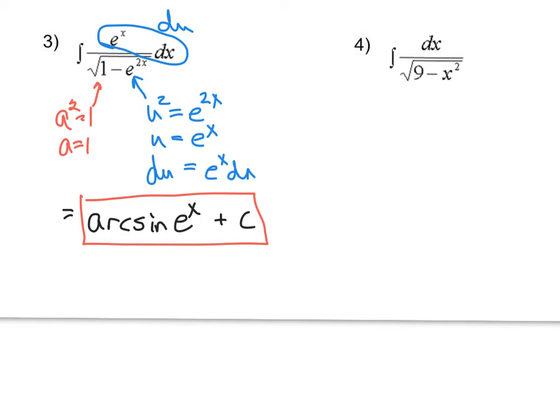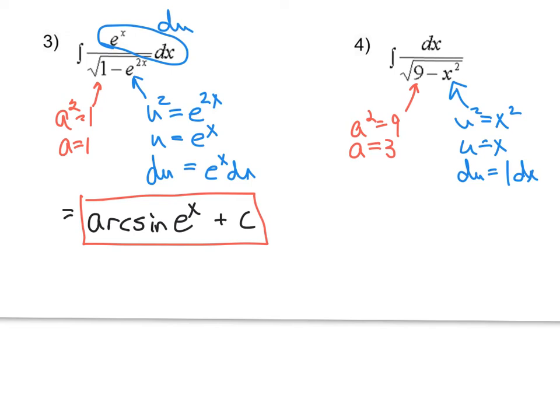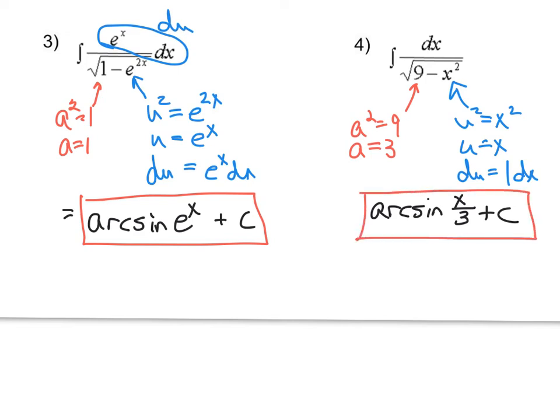The number 4 is set up very similarly, so I'm going to say, oh, I'm starting with the number squared, so a squared is equal to 9, so a must be 3. And the second half of this, the variable squared is just x squared, so u must be x, and the derivative of x is just 1 dx, which I do have. So this one is a nice, easy arc sine of u over a plus c. And again, you'll notice that arc sine does not have a coefficient.